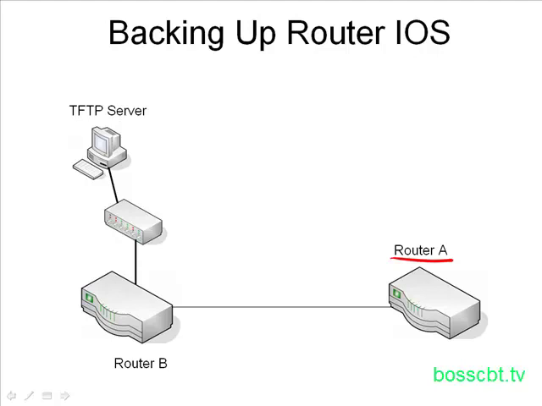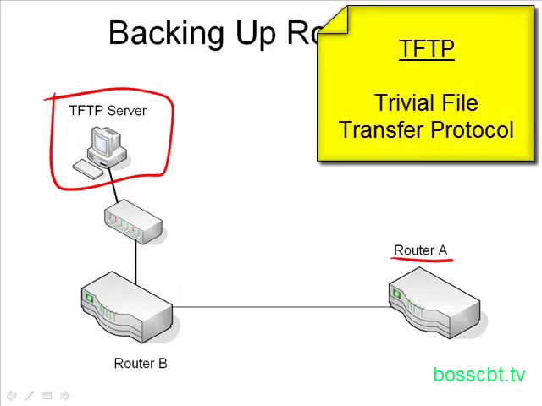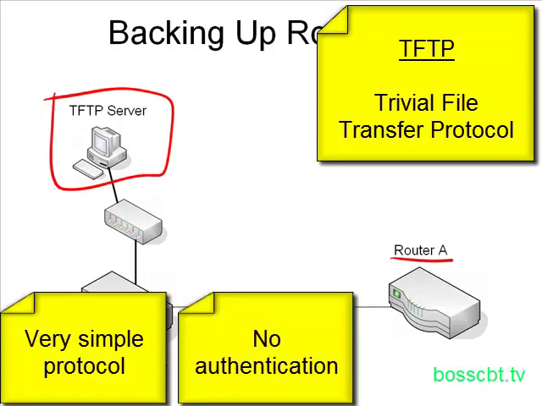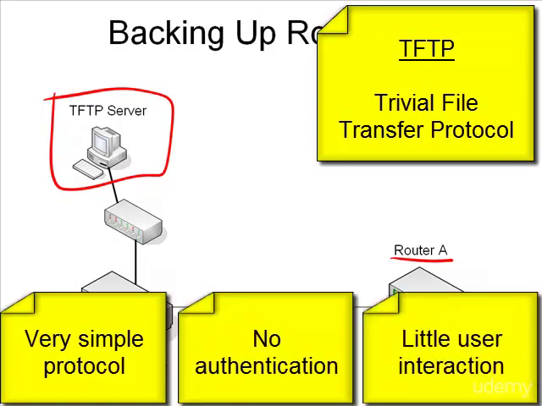So what's commonly done is putting a copy of the iOS on what is called a TFTP server. And we have one right up here. Now, TFTP stands for Trivial File Transfer Protocol. And this is a very simple protocol. There's no authentication used. There is very little user interaction in order to use it. And it's really often used for very quick file transfers. And it's a very common thing to use in networks today to do just this, to back up iOSs.